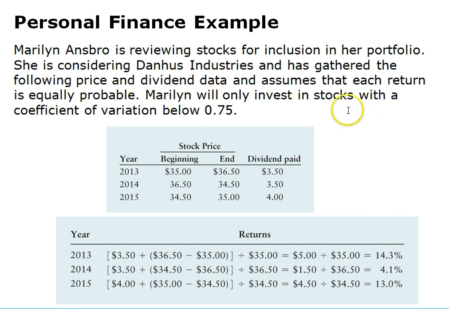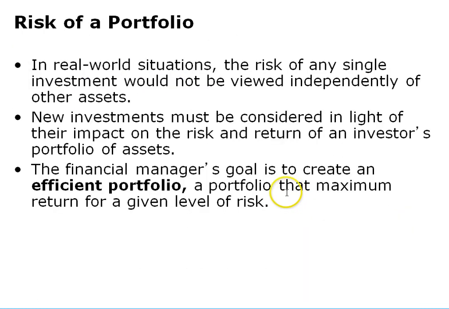So Marilyn only invests in stocks with a coefficient below 0.75. Okay, so that's just an example of how you can look at your whole portfolio and get an idea of how each stock in the portfolio measures up to the coefficient of variation limitation.